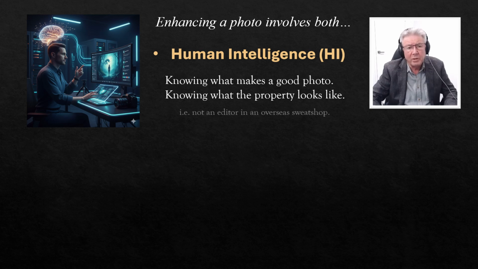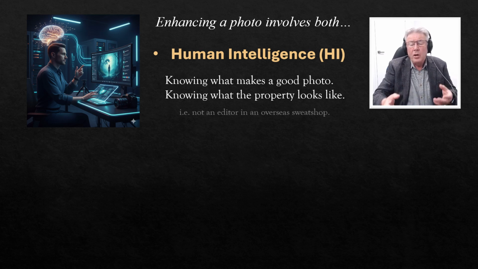So how do we go about doing this? Well, there are two factors involved, and both are equally as important. One is human intelligence, using the brain and drawing on all of your knowledge and experience of what makes a good photo when you're processing an image, and also knowing what the property actually looked like. So it's so important that the editor was the photographer who was there.